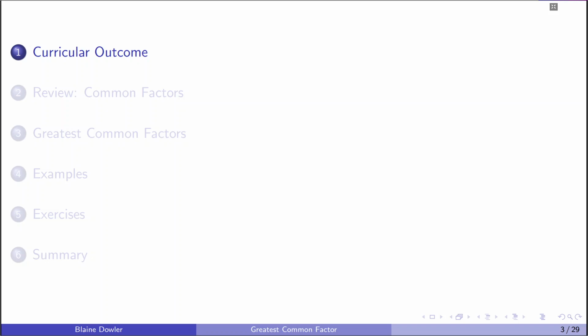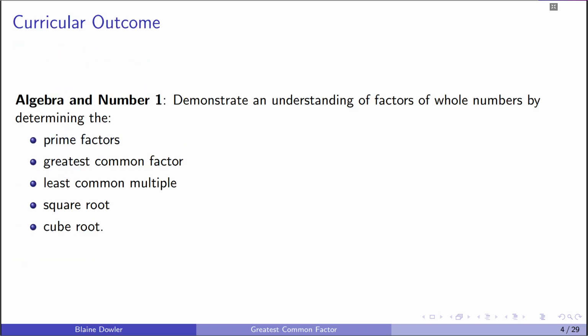So, our curricular outcome. We're going to demonstrate an understanding of factors of whole numbers by determining the prime factors, greatest common factor, least common multiple, square root, and cube root. This time, we specifically focus on the greatest common factor.